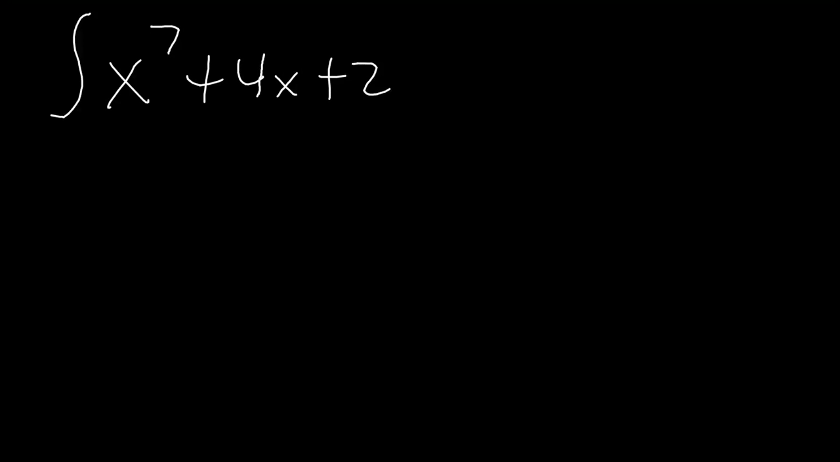Now let's find the integral of x to the 7 plus 4x plus 2 dx. So again, we can just distribute the integral to each term, but we don't need to rewrite that again. That's too much work, so we can just take the antiderivative of each term separately.